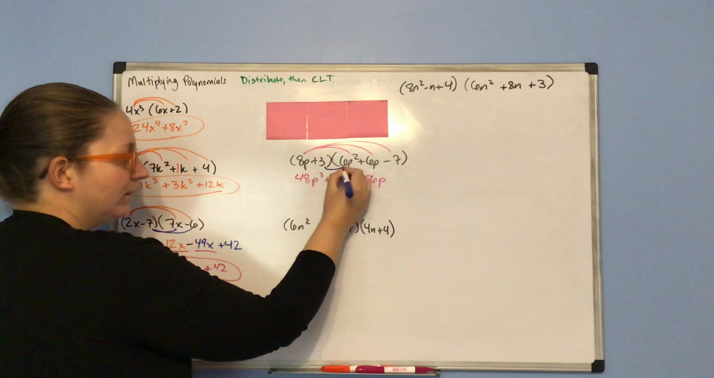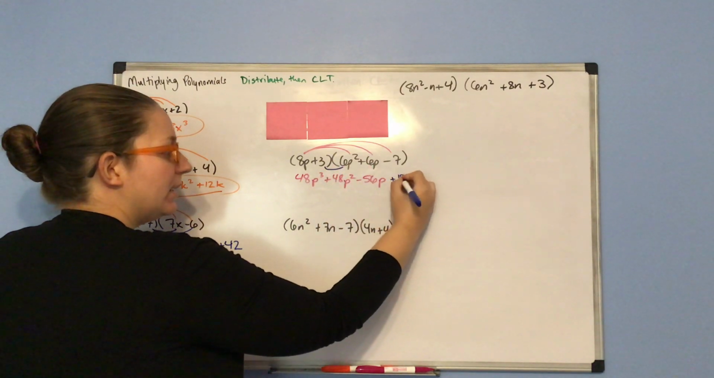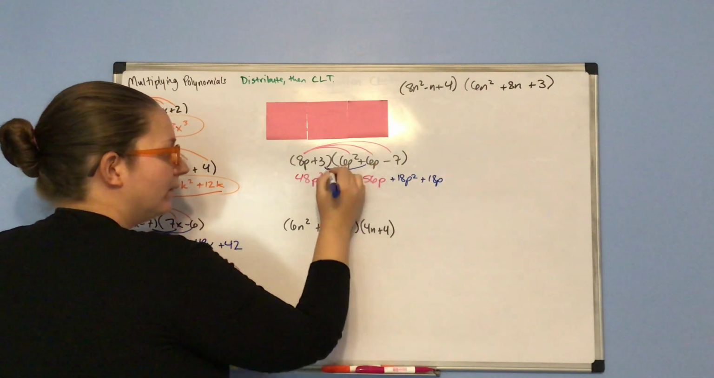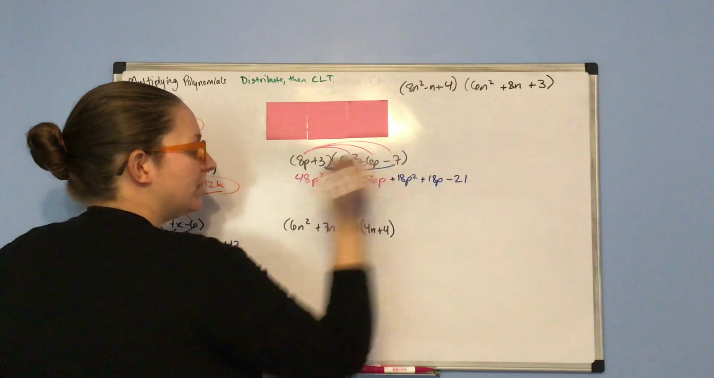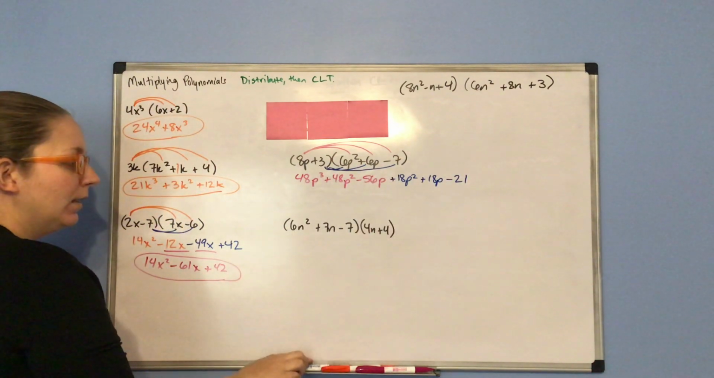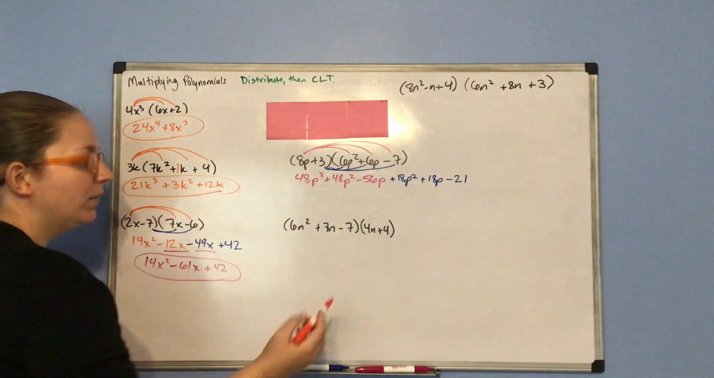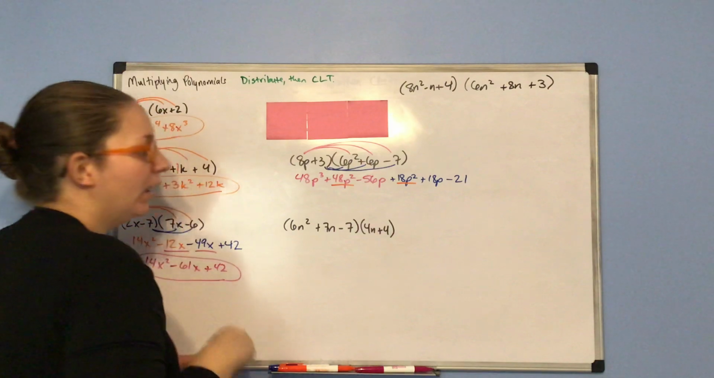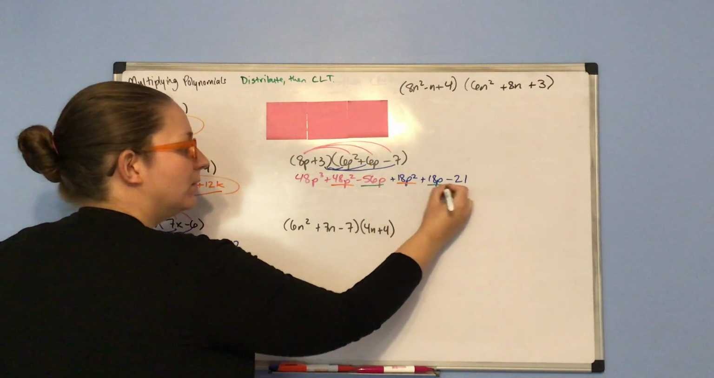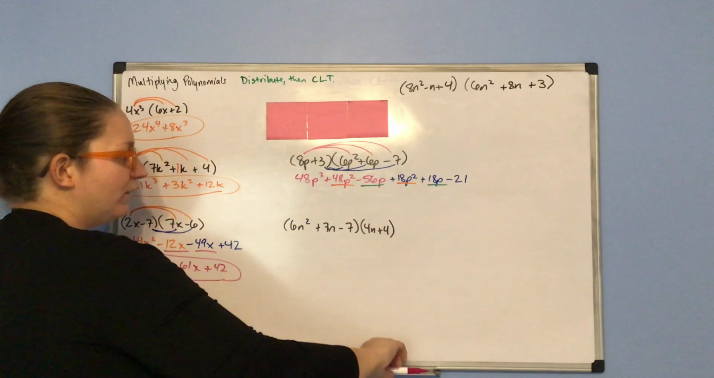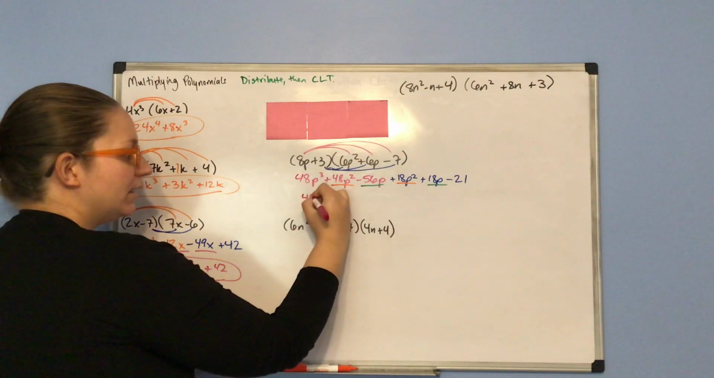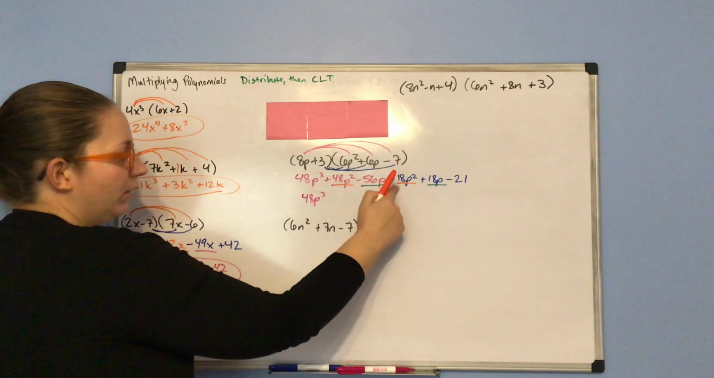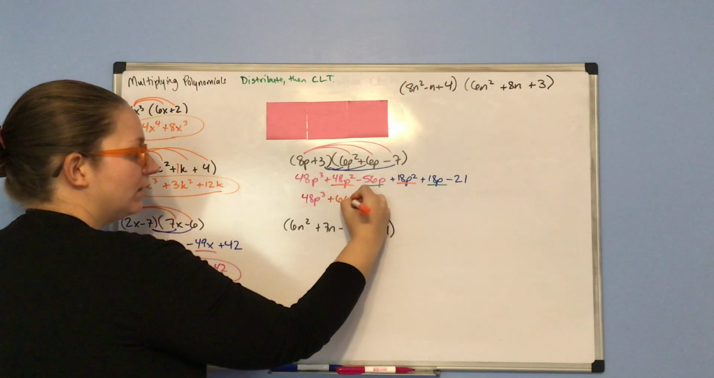Now I distribute the 3. 3 times 6p squared is 18p squared. 3 times 6p is 18p. 3 times negative 7 is negative 21. Now let's check to see if we have any like terms. I have 2 terms that have a p squared in them, so I'll be combining those. I have 2 terms that have a regular p in them, so I'll be combining those. So my final answer, 48p to the third stays the same because I only have 1p to the third term. 48 plus 18 gives me 66p squared.